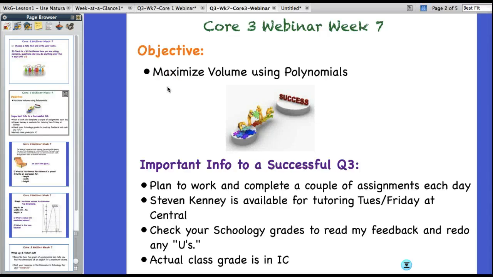All right, guys, so our objective today is to maximize volume using polynomials. That's just because this is a little bit tricky. A lot of the stuff that you guys are doing, you can just watch a video on how to do it and solve the algorithms. But this is a little bit different because you have to create some expressions. So that's what we're going to do today. Let's get started.